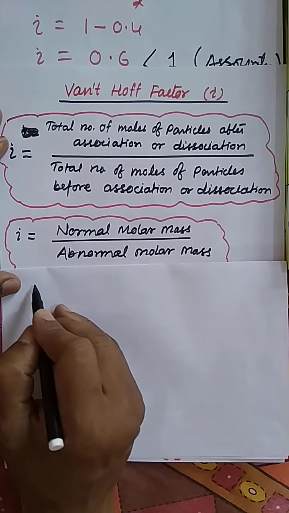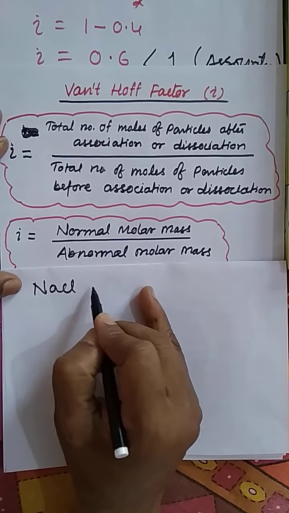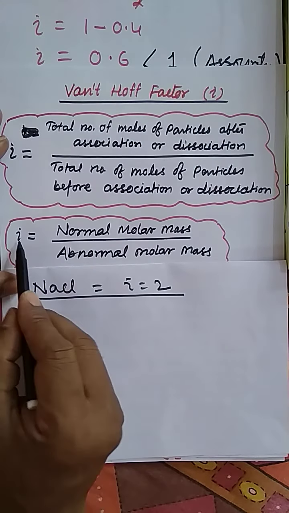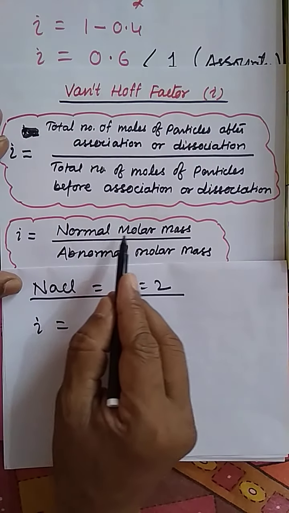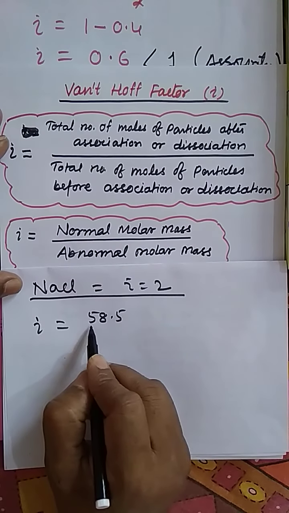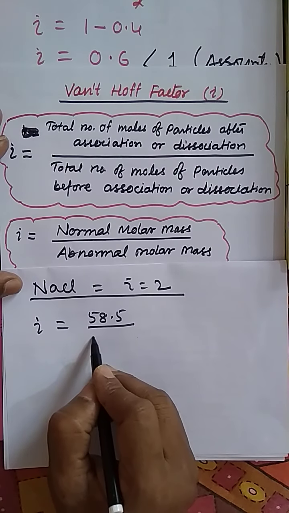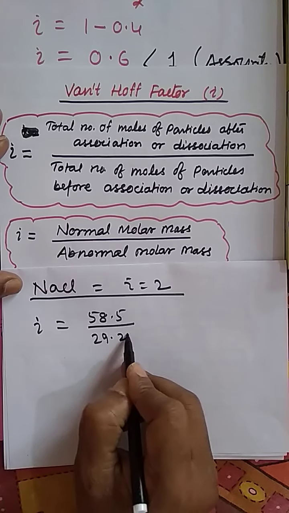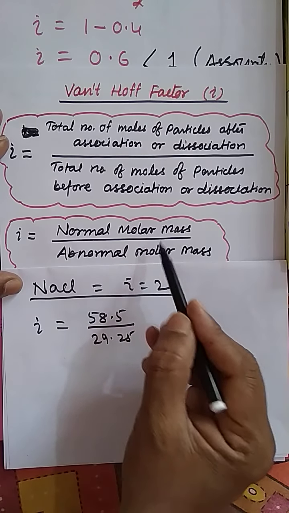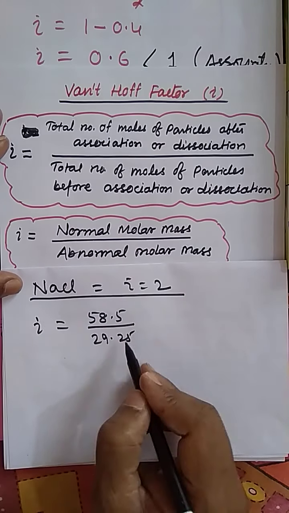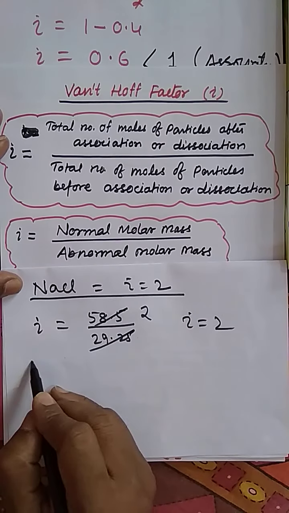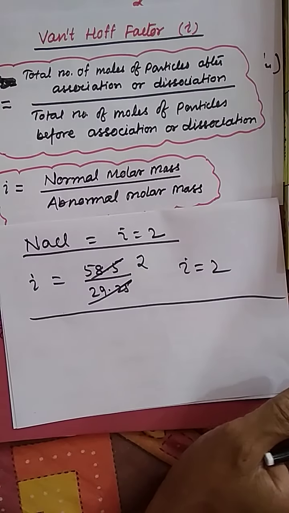So friends, in case of NaCl, the value of I equals 2, right? And by this equation, I is equal to normal molar mass, normal is 58.5, upon abnormal, abnormal it comes 29.25. So if abnormal molar mass and normal molar mass is given, then you can calculate the value of I. This is equal to 2. I equal to 2. So you remember it also.